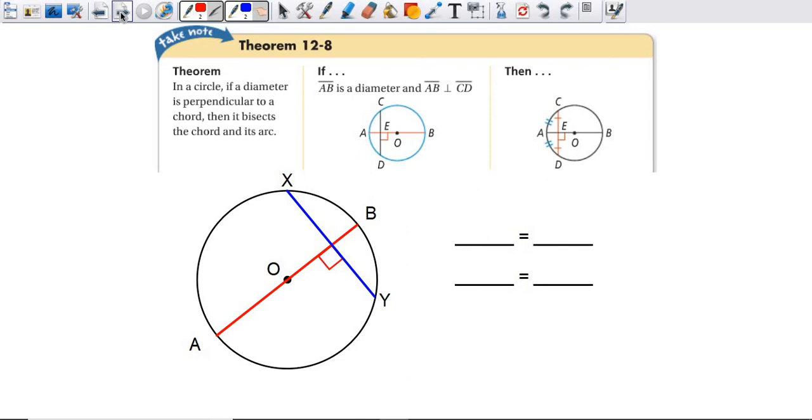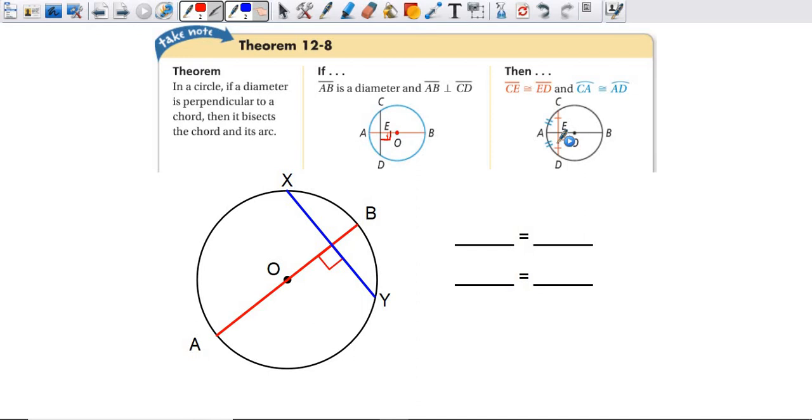So we can see this picture here. It says that AB is a diameter, and AB was perpendicular, so we had this marking here. Then we could say that CE and ED were congruent, and that those arcs, CA and AD, were congruent.